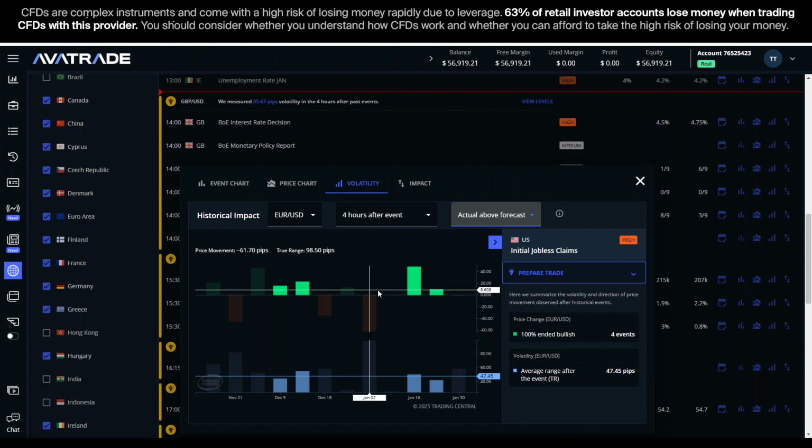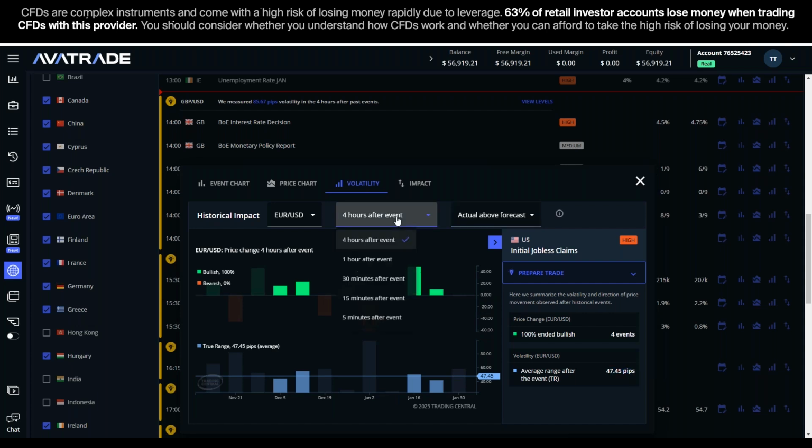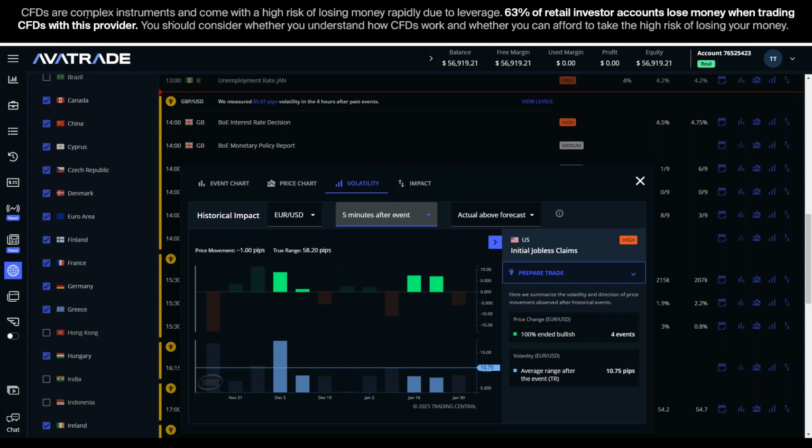Okay, so you might say, yeah, but that's after the numbers come in and it already moved. I don't have time to make my trade. And I say that's not necessarily true, because you see the average range movement over 47 pips in the 4 hours that follow. But within 5 minutes of the announcement, look at the range movement, only around 10 pips. So you have time. And it doesn't take 5 minutes to place a trade, by the way.